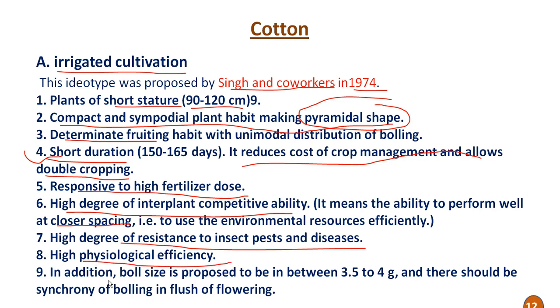means high photosynthetic rate. Then in addition, the boll size is proposed to be between 3.5 to 4 gram, and there should be synchrony of bolling in the flush of flowering. That means the boll size is 3.5 to 4 gram, and there is synchrony, meaning the flush of flowering and bolling is in synchrony. That means they should be present at a time.